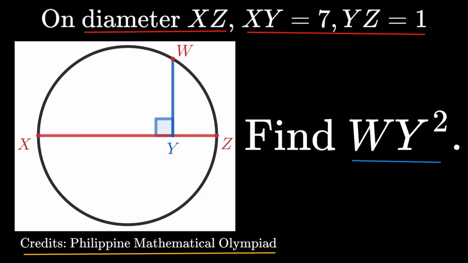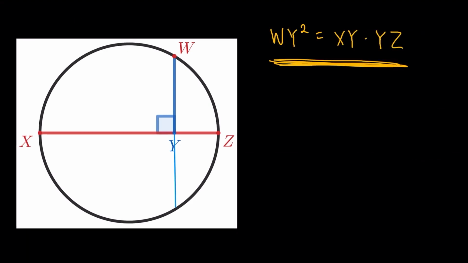Now, this was the first item on the Philippine Mathematical Olympiad, and it is a very simple one because we do have a nice theorem. So WY squared is equal to XY times YZ, so we're done. So just use the formula and you're done. But if you guys are interested in how we get the formula, let's try to move on here.